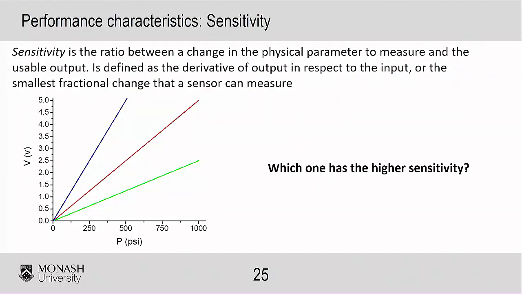Moving on to sensitivity. Sensitivity is the ratio between a change in the physical parameter to measure and the usable output. It's defined as the derivative of the output with respect to the input, or the smallest fractional change a sensor can measure. So, which one of these has a higher sensitivity? Everyone agrees it's the blue one. Sensitivity is really dealing with the slope of the transfer function that we spoke about earlier. It's very, very simple.